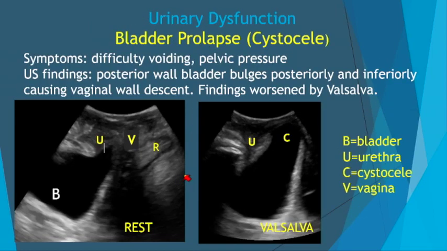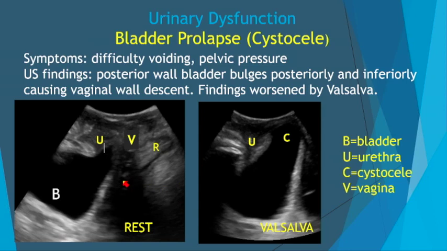Well, now I'd like to turn to what are the types of findings you may see if a patient comes in and they're complaining of some kind of pelvic floor symptom. First of all, the most common symptoms we tend to see are of the bladder. And so if a patient has difficulty voiding or pelvic pressure, one of the most common findings we see is that of a cystocele.